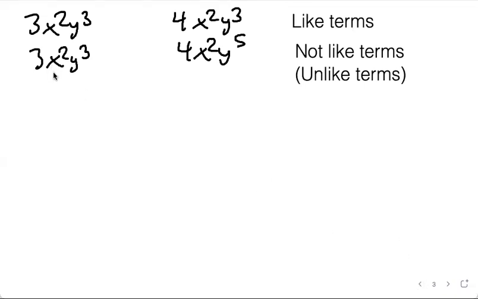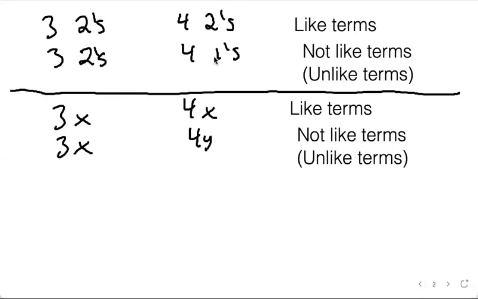So because x squared y cubed and x squared y to the 5th are different, the fact that the exponent is different matters, right? These are different. So the two terms are unlike each other in that way, so we call them unlike terms. Okay, let's see what happens when we try to add these things. Well, if I do 3 2s plus 4 2s, I get 7 2s, right? Okay, that was pretty easy. We basically just did 3 plus 4.